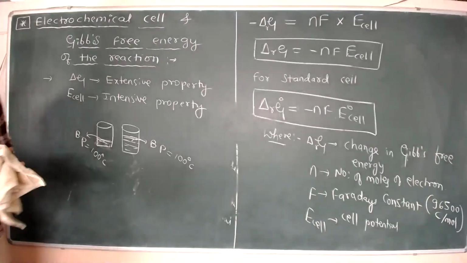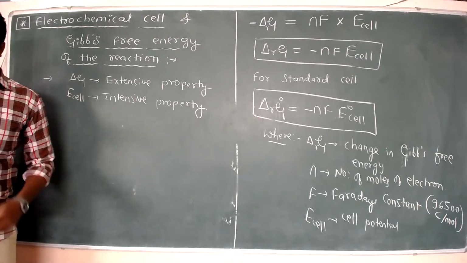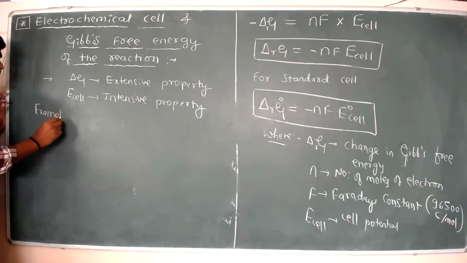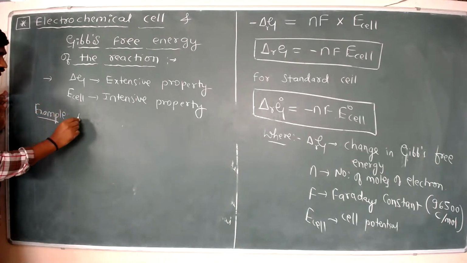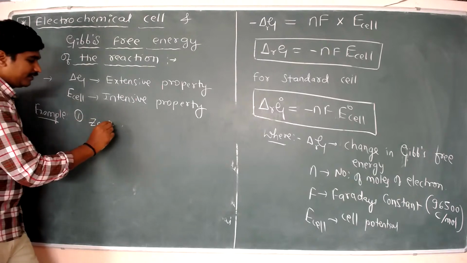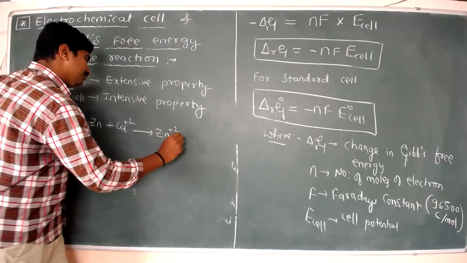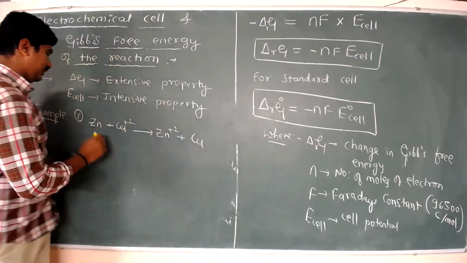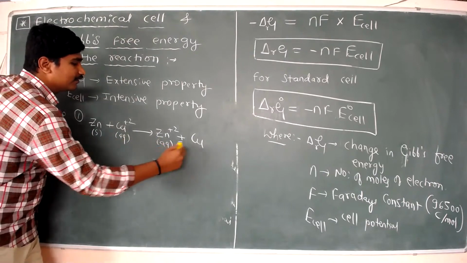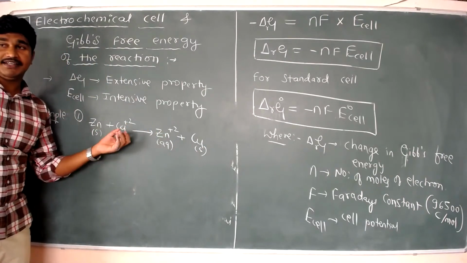Now, we will take one example. Let us take one example. For the Daniel cell, we know the overall reaction. I am taking two reactions, both for the Daniel cell only. The overall reaction for the Daniel cell is Zn (solid) plus Cu2+ (aqueous) gives rise to Zn2+ (aqueous) plus Cu (solid). Now this is the overall reaction of the Daniel cell.